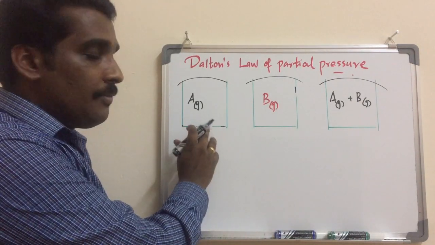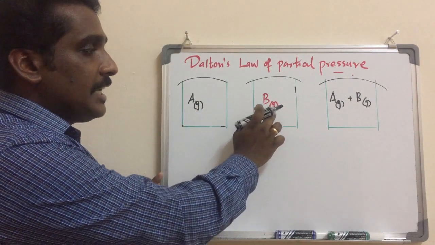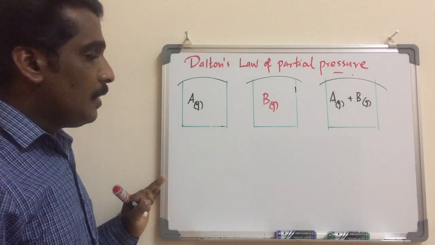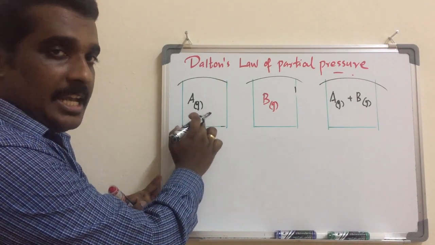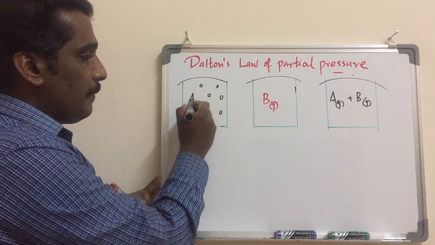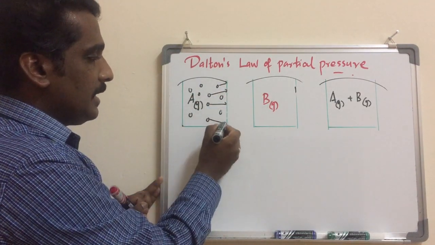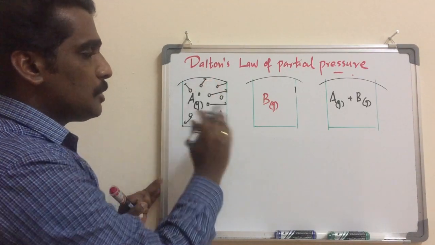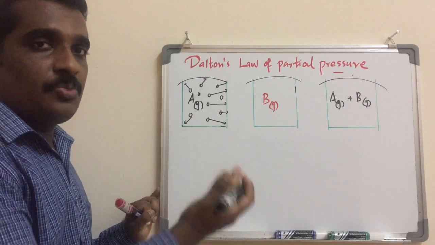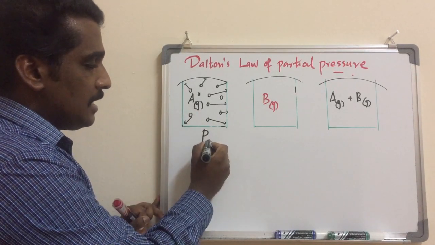The first vessel is filled with gas A, the second vessel is filled with gas B, and the third vessel is a combination of both gas A and B. The first vessel contains many gas molecules of A, and these gas molecules collide with the wall of the container. Gas molecules are continuously moving, so they collide with the wall of the container and produce what? Pressure. The pressure corresponding to gas A is taken as P1.